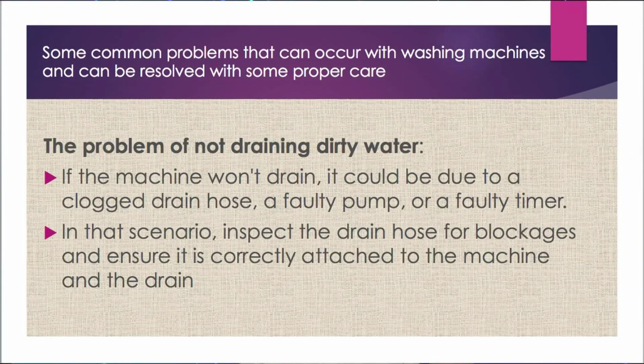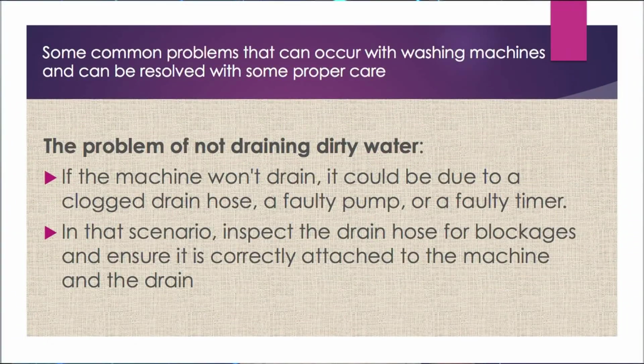Next point, the problem of not draining dirty water. This is another important problem which is seen many times in many washing machines. If the machine won't drain, it could be due to a clogged drain hose, a faulty pump, or a faulty timer. These three are the main factors. In that scenario, inspect the drain hose for blockage and ensure that it is correctly attached to the machine and the drain. If this doesn't address the problem, then you have to contact an authorized service center for repairing the machine.